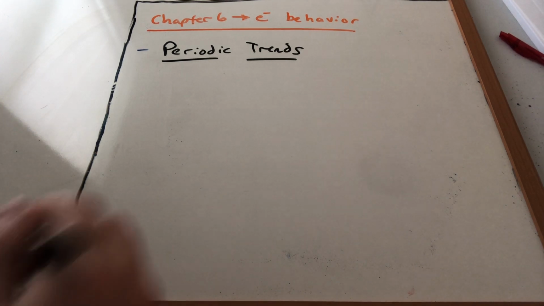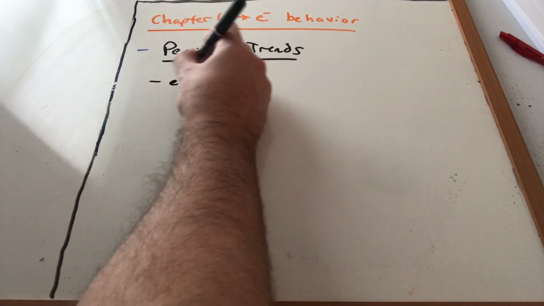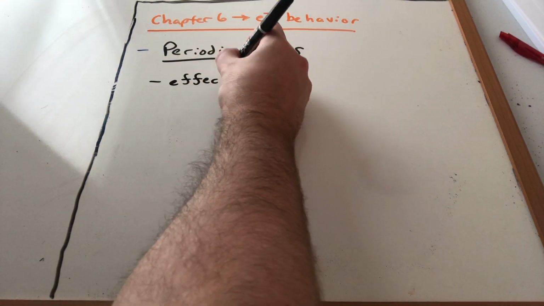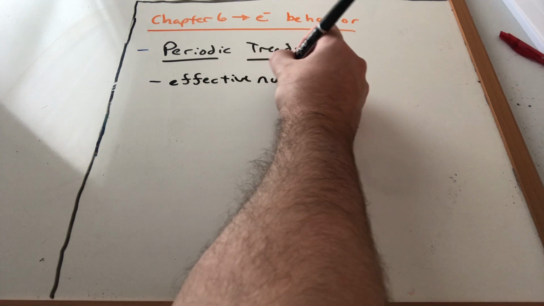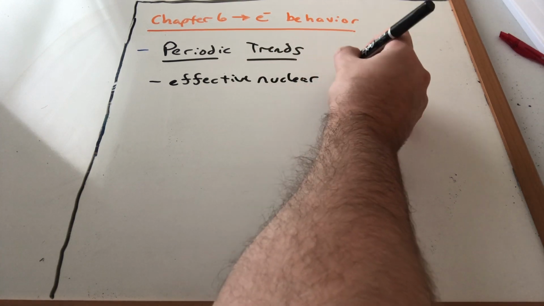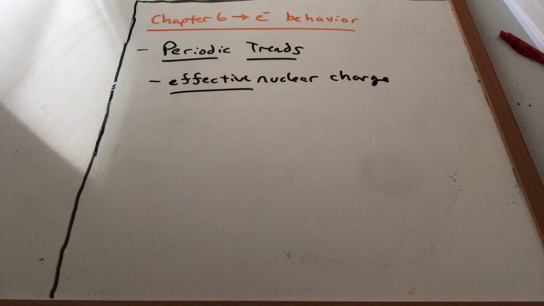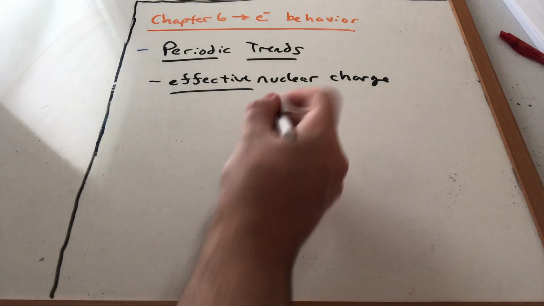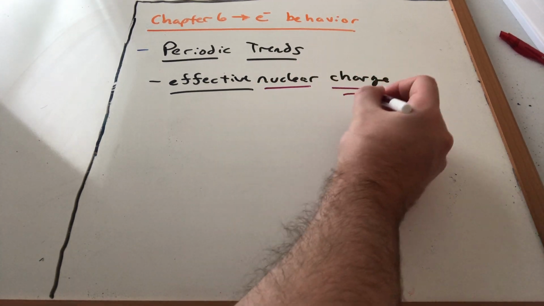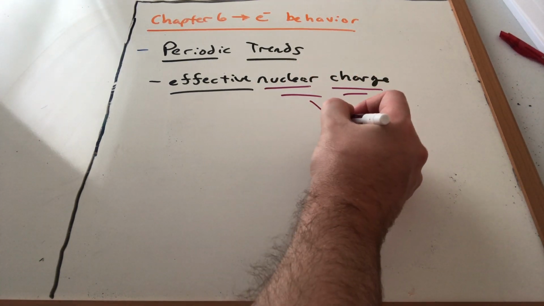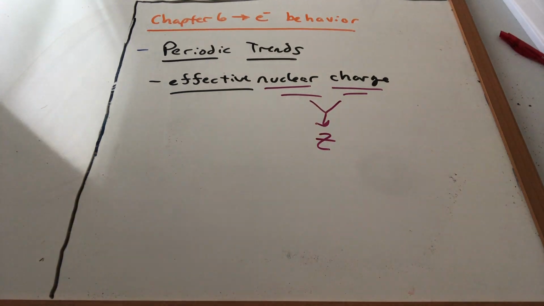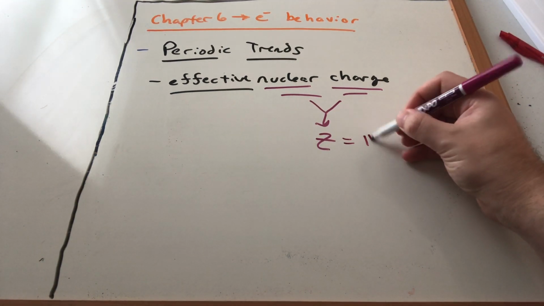And the first one we're going to talk about is effective nuclear charge. So what does it mean to have an effective nuclear charge, right? Well, we know that nuclear charge is Z, and we went over that earlier in the semester. So this is our whole number, right? For an atom on the periodic table, it's Z. It's the number of protons.